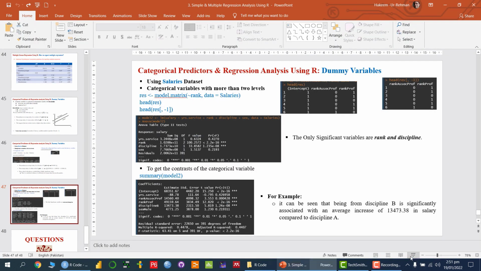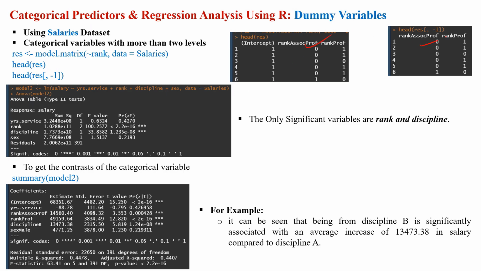So let me show you once again. These are the outputs as we have seen earlier. We have seen that only the rank and the discipline categories are the significant factors with the help of this ANOVA command. And with the help of this summary command, we can see how much salary the associate professor is getting higher than the assistant professor. We also have seen that the professor rank is getting higher salary compared to the assistant professor. How much? That is this one. Similarly, discipline B's professors are getting more salary compared to discipline A's professors. How much? That is this one.